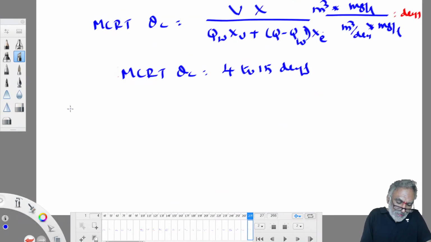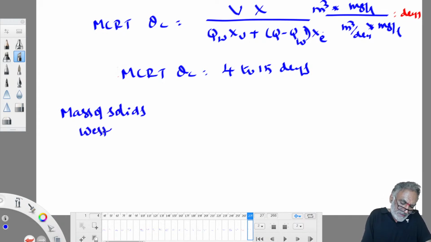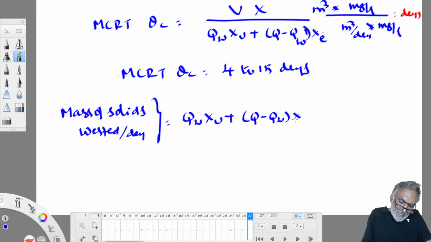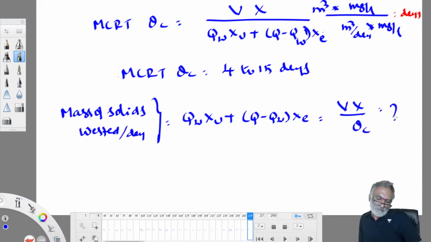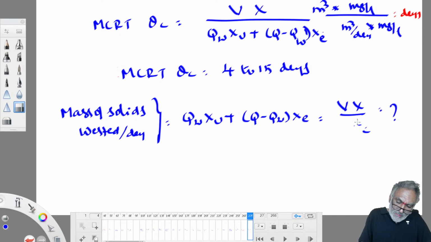From this you can also work out the mass of solids wasted per day, which is nothing but QW into XU plus (Q minus QW) into XE. If that is not given, then you can take it as VX by theta c. This you can also find out. Either this information is there, and you can use it to work out, or otherwise VX by theta c you can use to work out the mass of solids wasted per day.